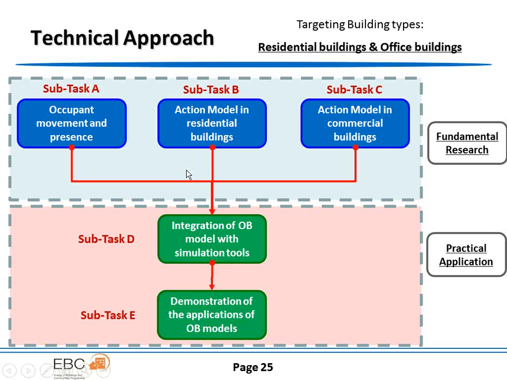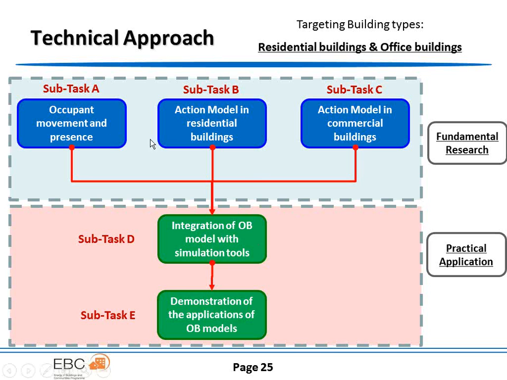So under the IEA 66, we have 5 subtasks. On the top, subtask A will look at people's movement and presence patterns in residential buildings and office buildings. B will look at the action model in residential buildings, so how people open windows, close windows, operate blinds, and use air conditioning systems. And C is similar to B, but this will look at commercial buildings, for example, office buildings.